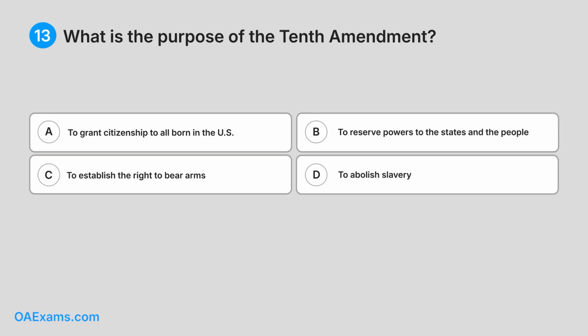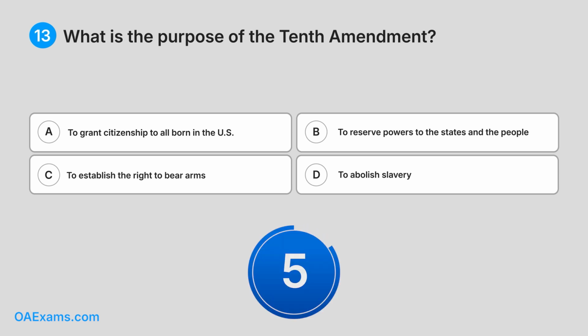13. What is the purpose of the 10th Amendment? A. To grant citizenship to all born in the U.S. B. To reserve powers to the states and the people. C. To establish the right to bear arms. D. To abolish slavery. What do you think is the answer?